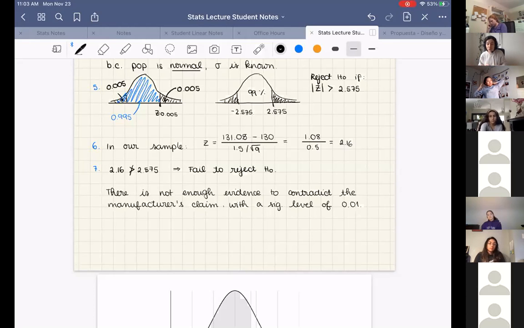We have no way of knowing whether we're right or not. All that we can say is that if it was actually true, then I wouldn't reject the null hypothesis with probability 99%.